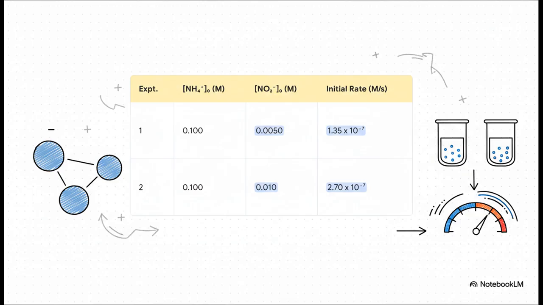Take a look at experiments 1 and 2. See how the concentration of ammonium, NH4+, stays the same? It's 0.100 in both. The only thing we're changing is the nitrite concentration. It doubles from 0.005 to 0.001. So the big question is, what does that do to the rate?